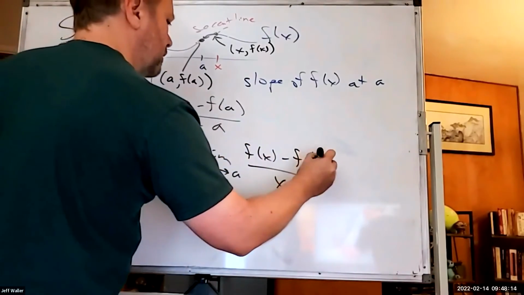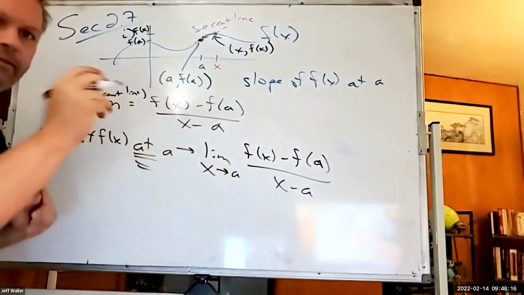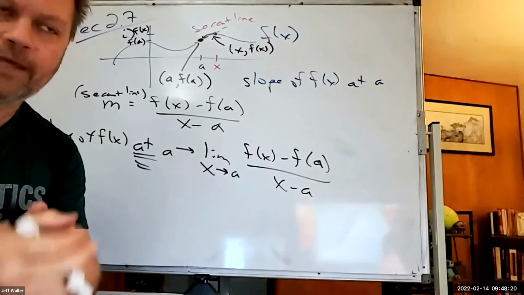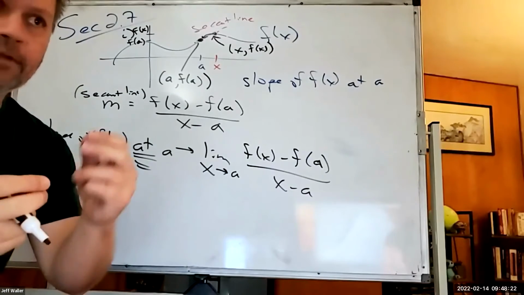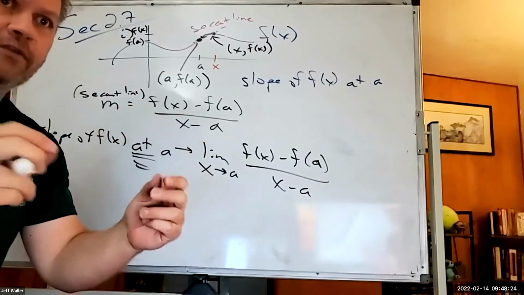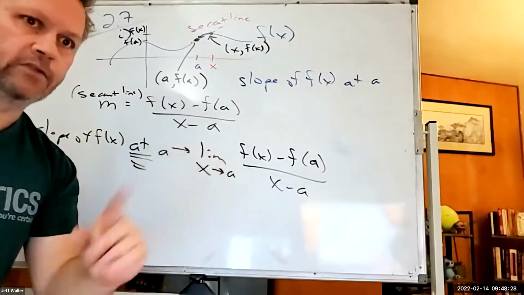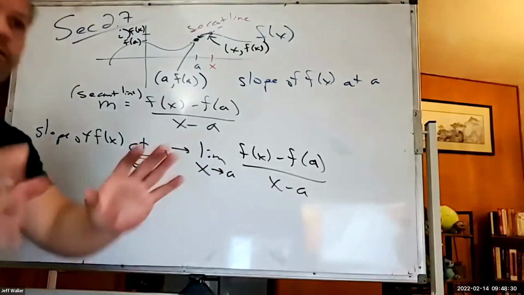Once I put the limit onto this, that is now calculus. That is the instantaneous rate of change of the function at a, which is impossible to get in algebra unless it's a straight line. So let's do a specific example.